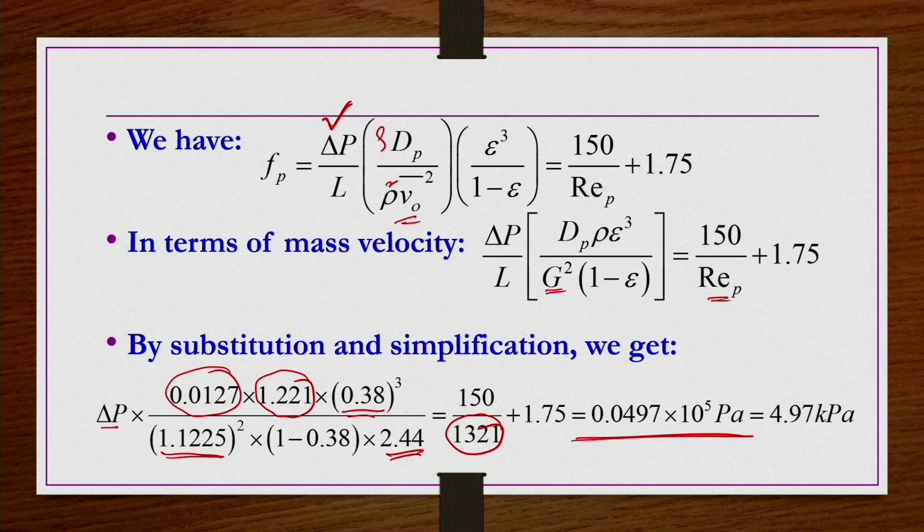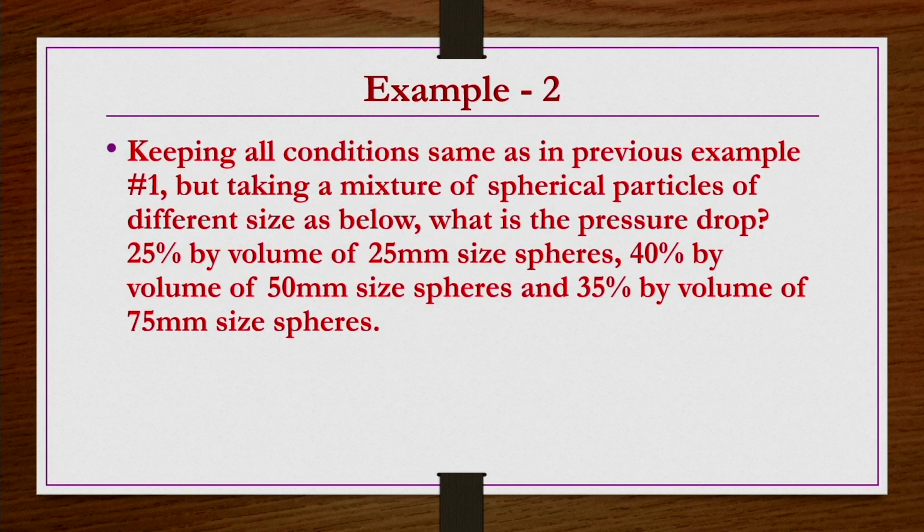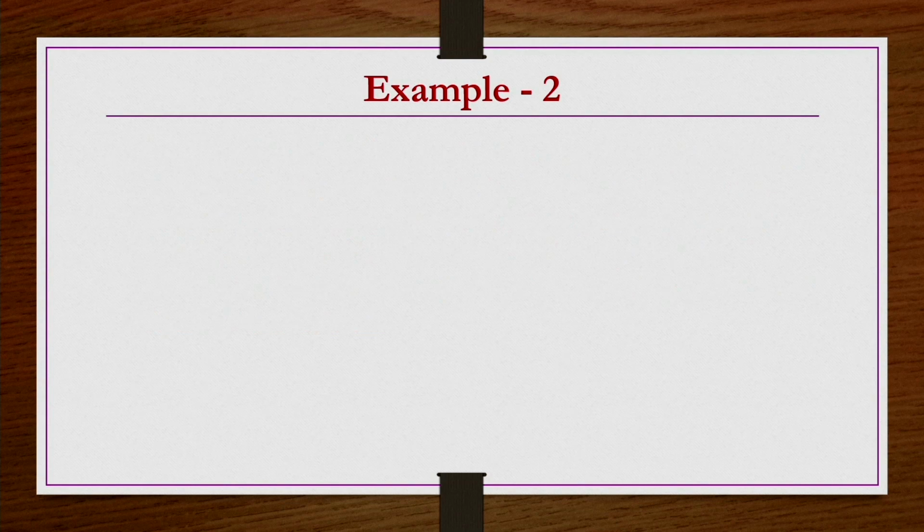Okay, now we take another example problem. We have seen, after the derivation of the Ergun equation, that the Ergun equation can also be used for a mixture of particles. The only thing is that if we use that equation for a mixture of particles, then dP has to be replaced by the surface mean diameter. On that basis we are going to do this problem now.